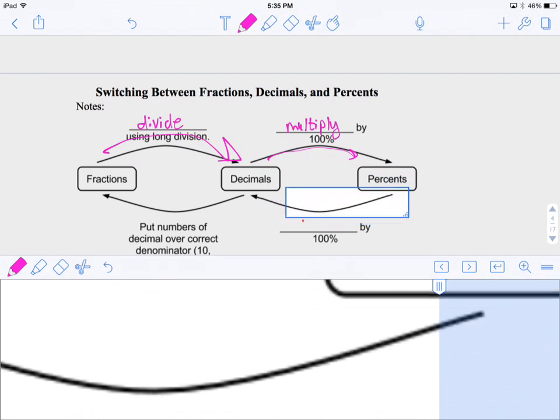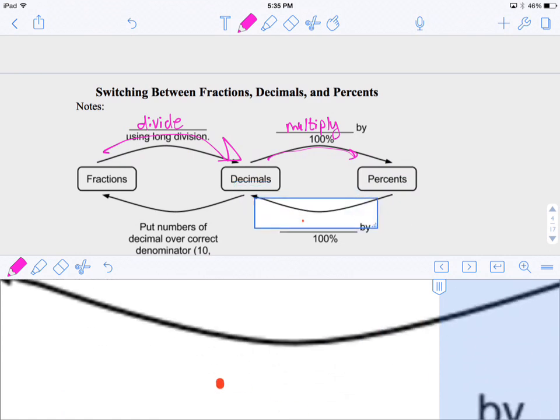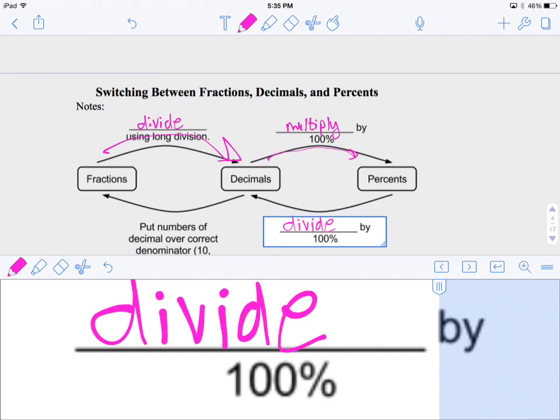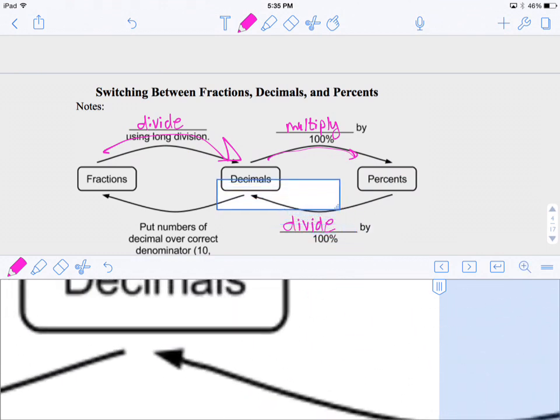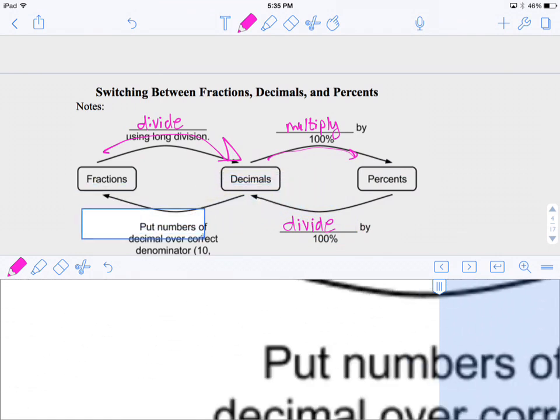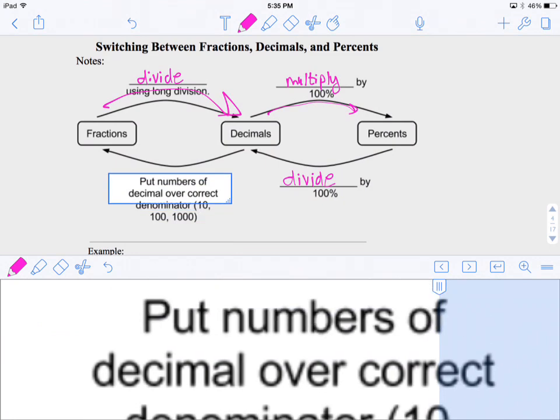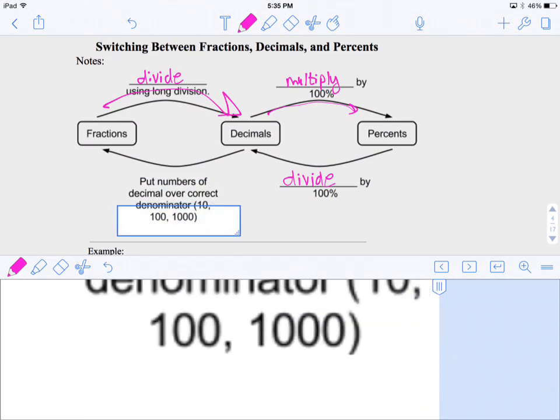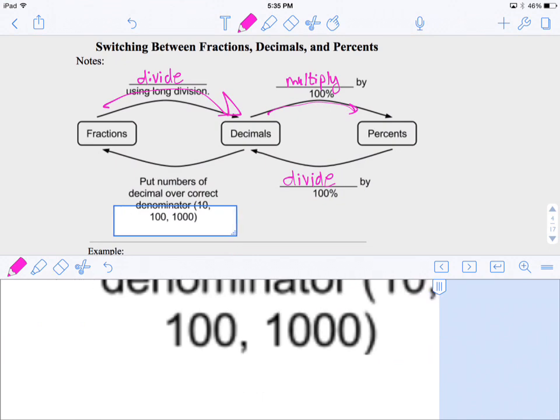So you move from percent to a decimal, and if you multiply to go one way, now to go the other way, you're going to divide by 100%, or again, move the decimal by 2 decimal places. Then to go from a decimal to a fraction, you're going to put the number of the decimal over whatever the denominator is. I'll show you what that looks like in a little bit.